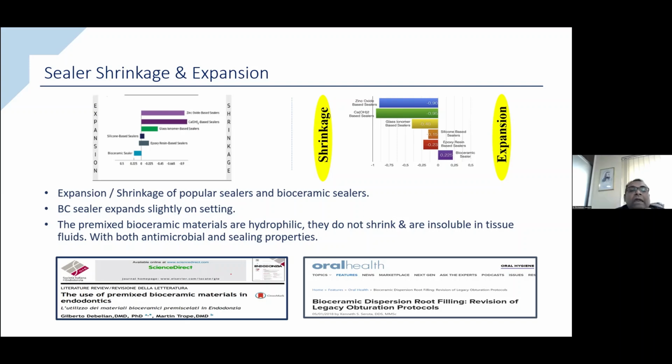So the expansion and shrinkage of popular sealers and bioceramic sealers have been shown above. The BC sealers expand slightly on setting, which is 0.25%. And the pre-mixed bioceramic sealers are hydrophilic. They do not shrink and are insoluble in tissue fluids. Both these sealers, the pre-mixed ones, have shown antimicrobial and sealing properties.